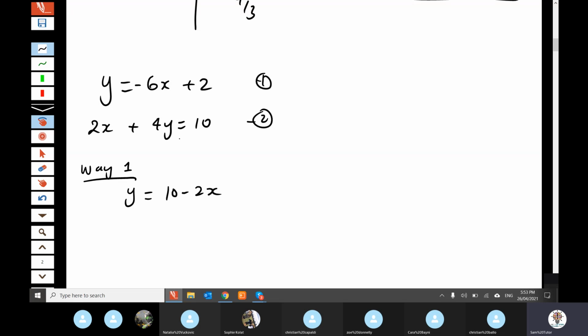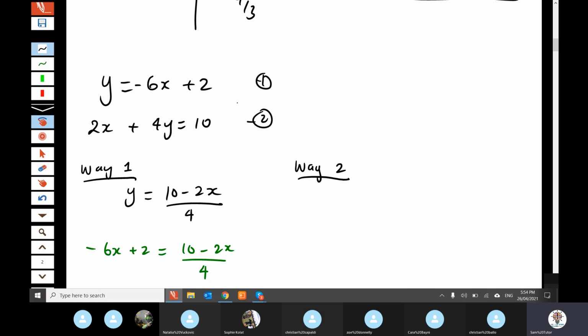10 take away 2x, 10 take away 2x, divided all by what? 4. I'll get 4, right? Didn't you say make y the subject? So you're going to subtract the 2x, then you're going to divide by the 4. Are we okay with that? Sure. Then you make the y's equal to each other. So then you'll write negative 6x plus 2 equals 10 take away 2x over 4, which I'll continue in a second. What's way number 2?